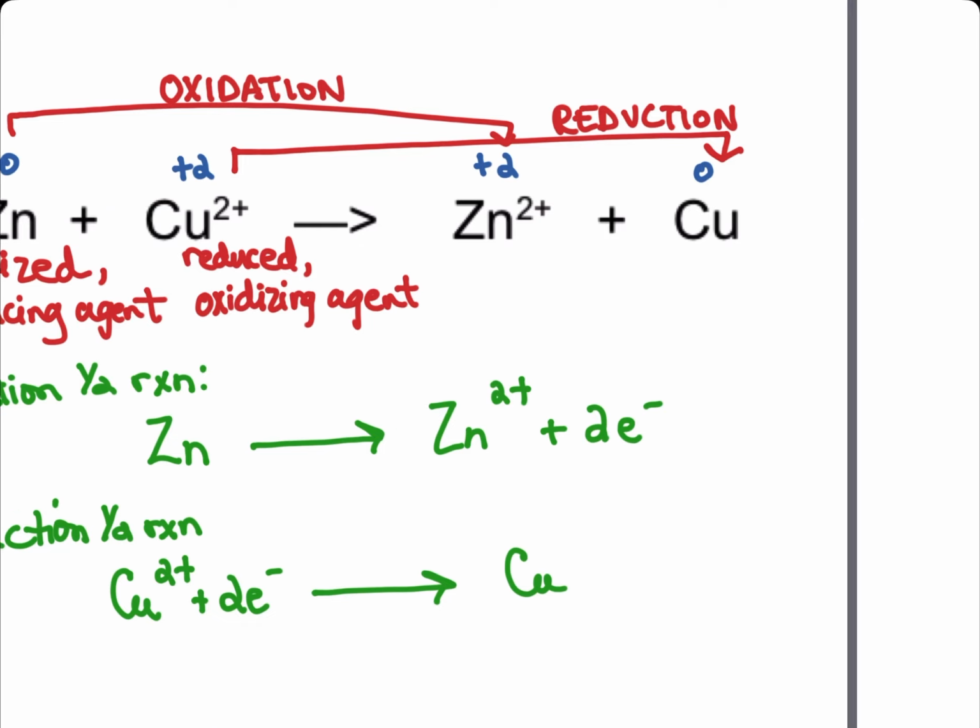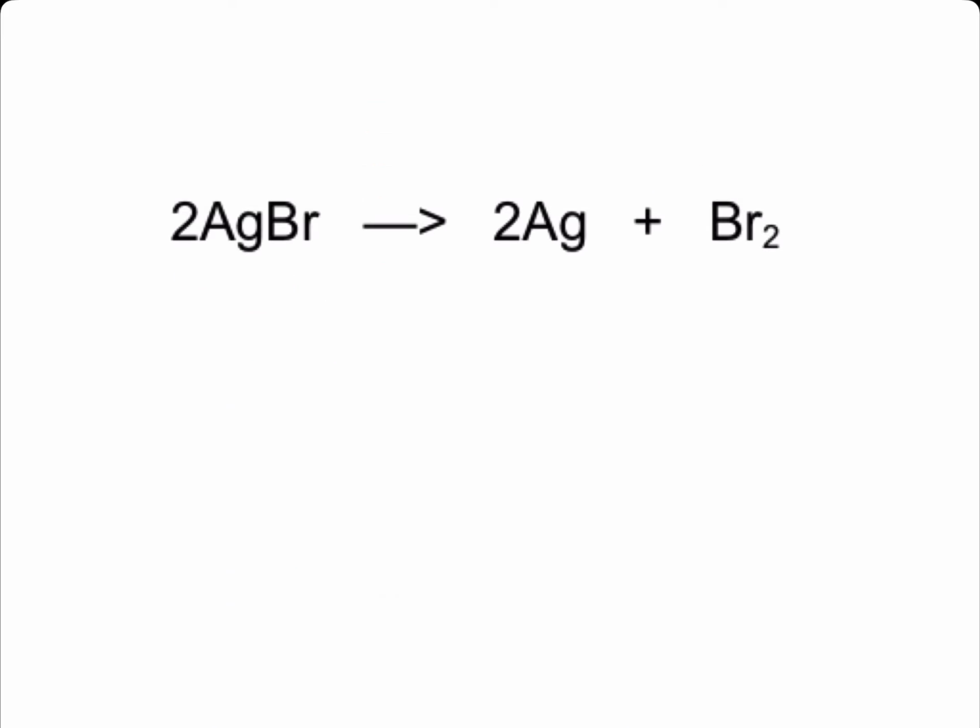Let's take a look at another example. I have 2 silver bromide yielding 2 silvers and bromine gas. Let's go ahead and assign the oxidation states. Silver is behaving as a cation, so it has a +1. Bromine has a -1. This silver is freestanding, so it has 0. And Br2 is diatomic, it has 0.